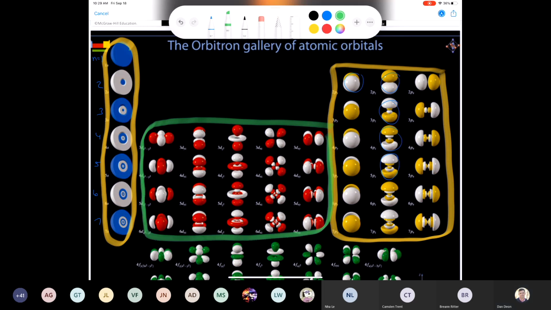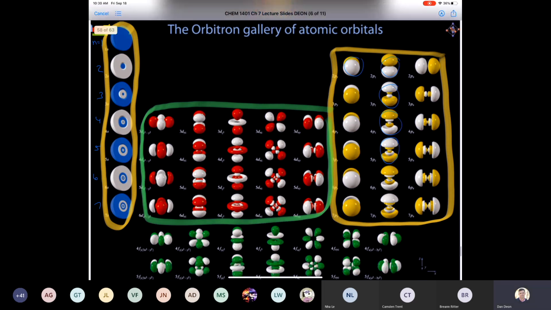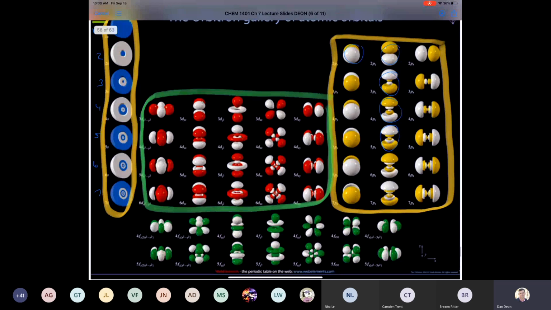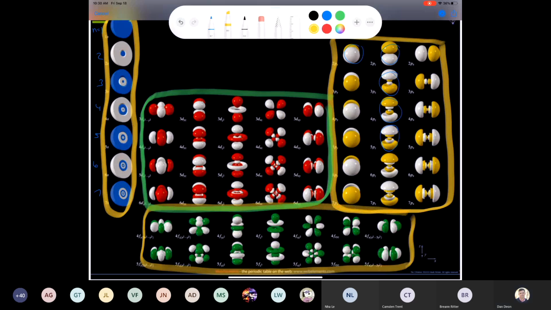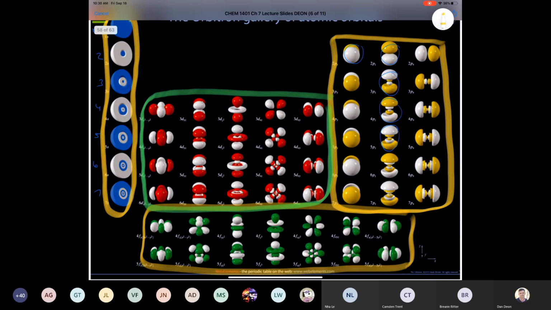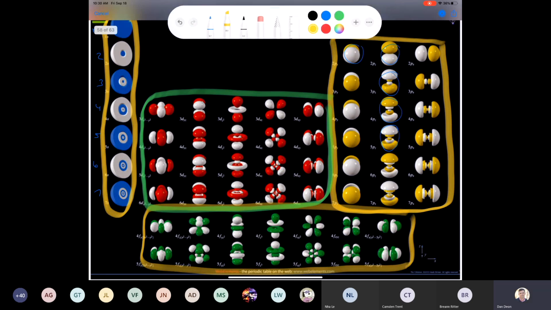Okay, and if you look at this orbitron gallery of atomic orbitals, I'll just ask my students, does the way these are organized remind you of anything that you've seen before in your life? The way these are organized, does it remind you of anything you've seen before in your travels? Maybe in university, maybe even in this class? Starts with P.